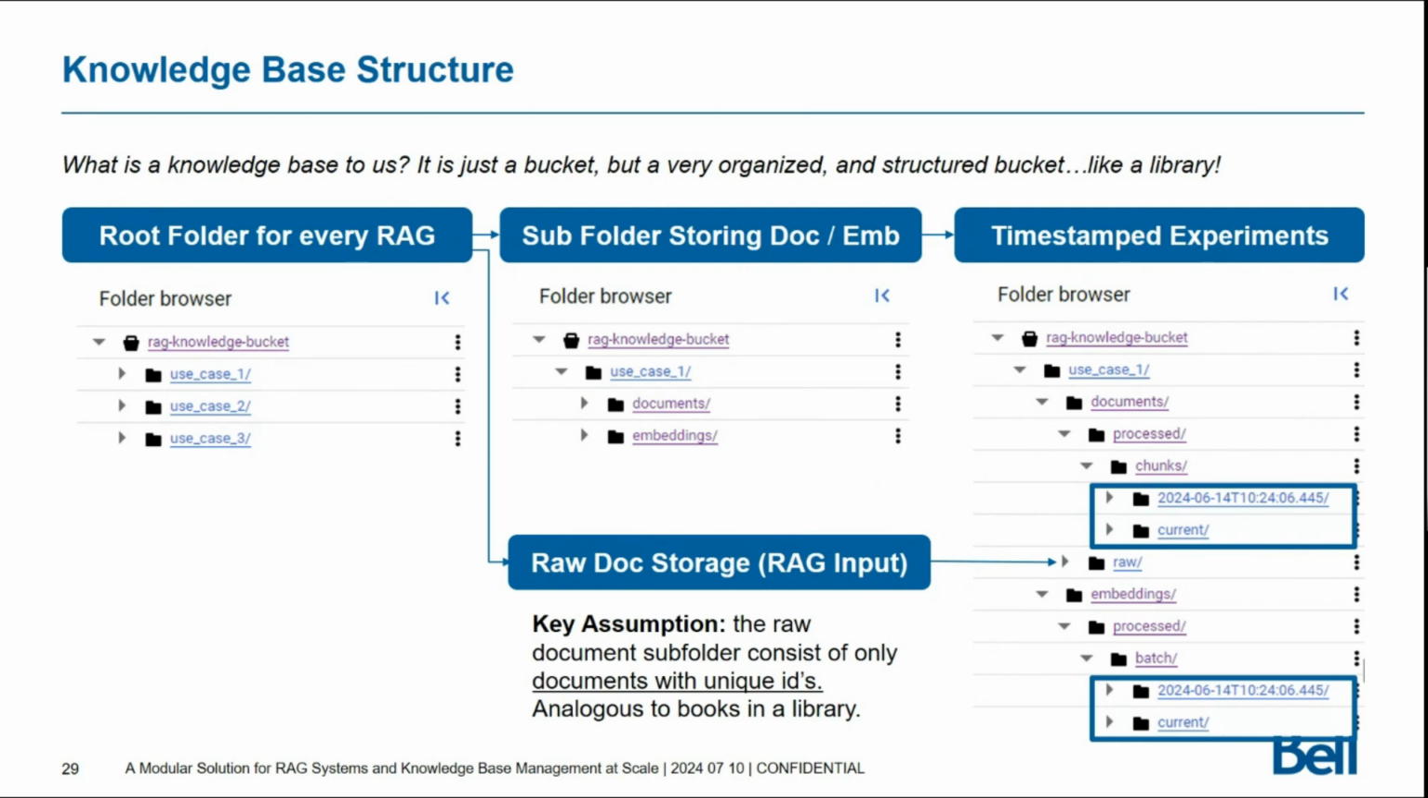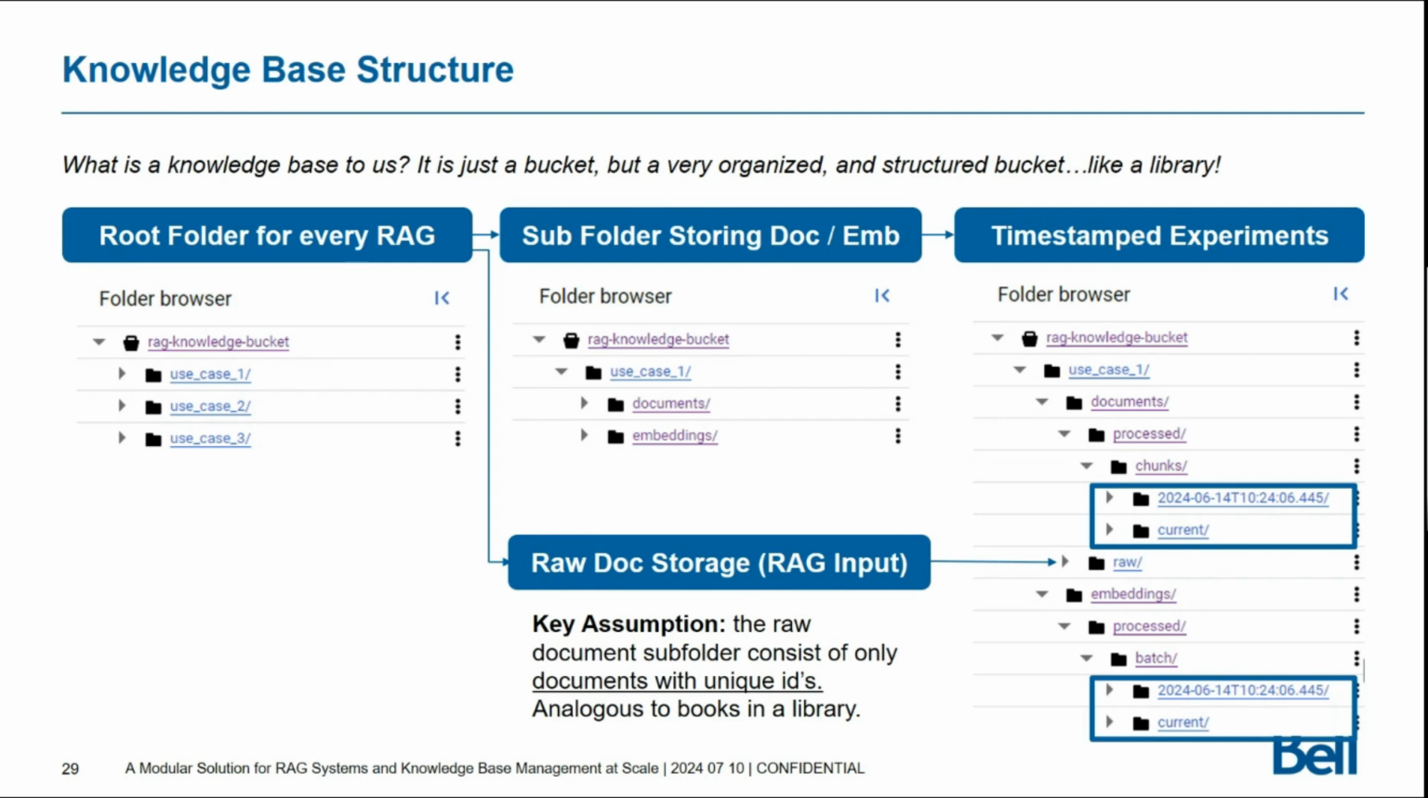The goal is that every use case has its own root folder in the bucket, or as you want to continue with the library analogy, a section of the library, which contains a curated and managed raw document subfolder, curated through a librarian or automated pipeline, a folder which contains processed chunks, and a folder which contains processed embeddings.